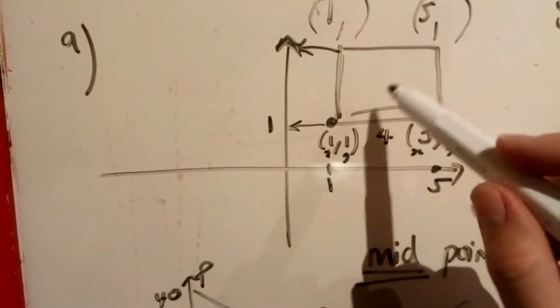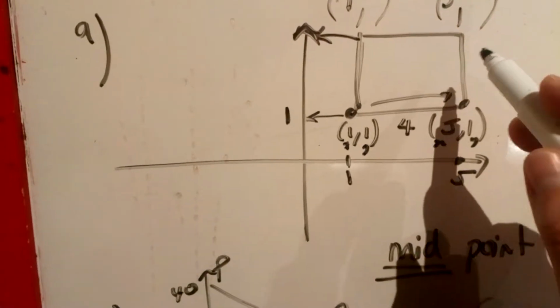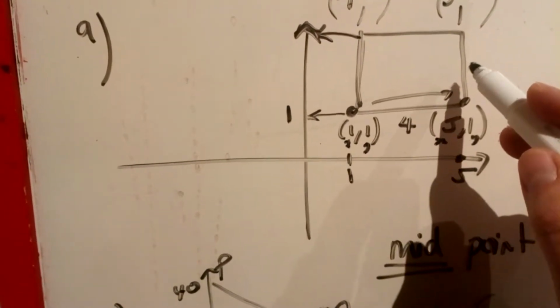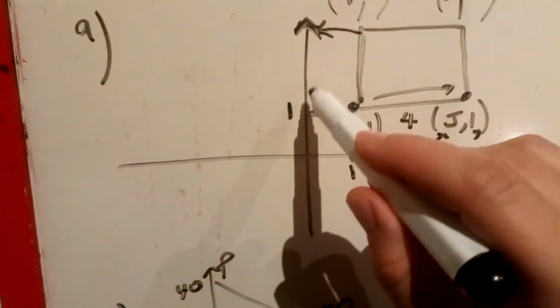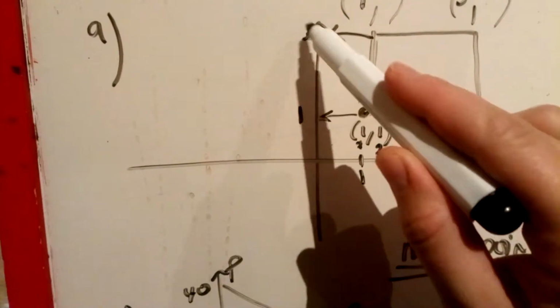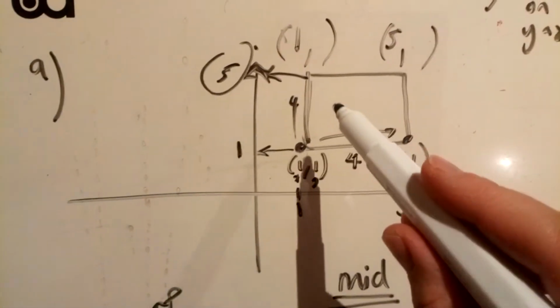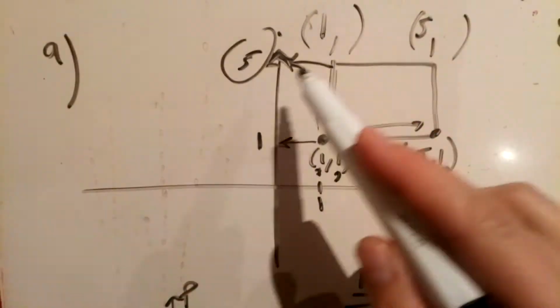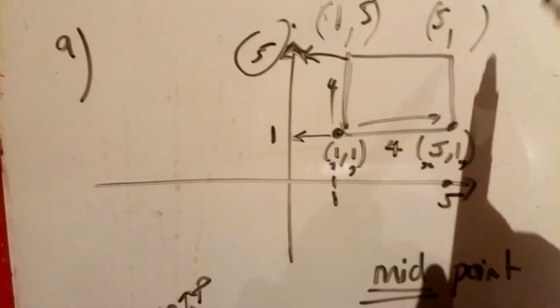Okay, and because it's a, what do you call it? A square, I'm assuming that this would also be 4 as well. So that would be 5 here. No? You can correct me if I'm wrong. So the y-axis would be 5.